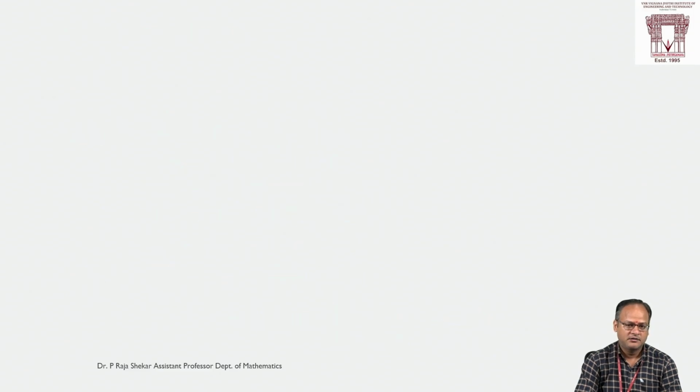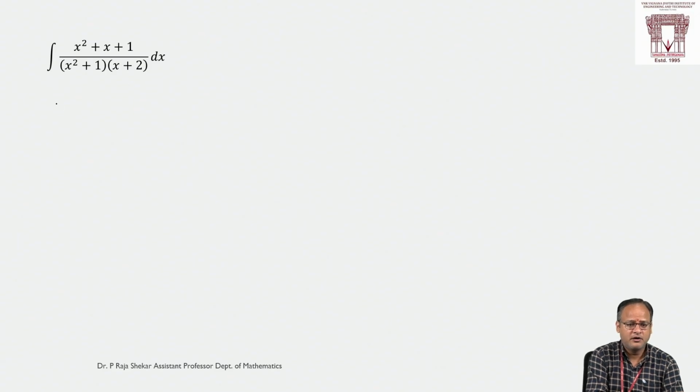Let us discuss one more example by the same partial fractions method, but as we could see, one of the terms is second order, x square plus 1. The other is a linear term as in the previous case, but now we have one second order and one first order. Anyhow, we make use of partial fractions. So let me rewrite this according to the terms in the denominator. What is that integrand? x square plus x plus 1 divided by x square plus 1 into x plus 2.